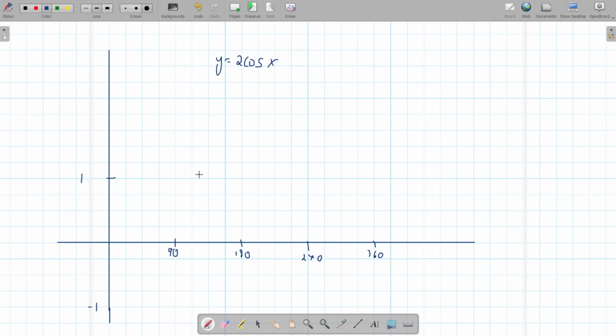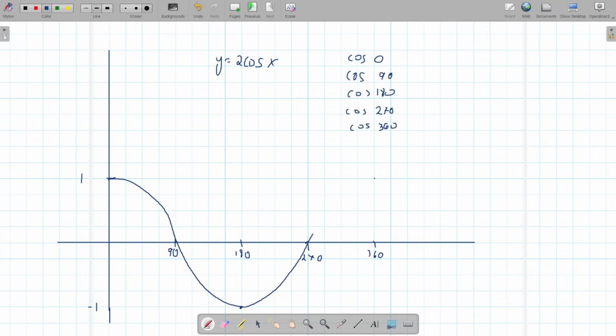Okay, the cosine graph, you have to know the points. If you don't know them, you can always just take your calculator, do cosine 90, cosine 180, cosine 270, and cosine 360. Cosine 0 is 1, because we're starting at 0. 90 is 0, 180 is at negative 1, 270 is at 0, and 360 is at 1. So you graph it, you go down like this, then back up like this. This is your graph of cosine x.